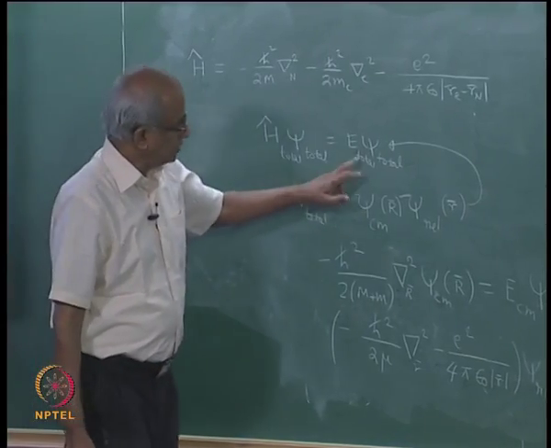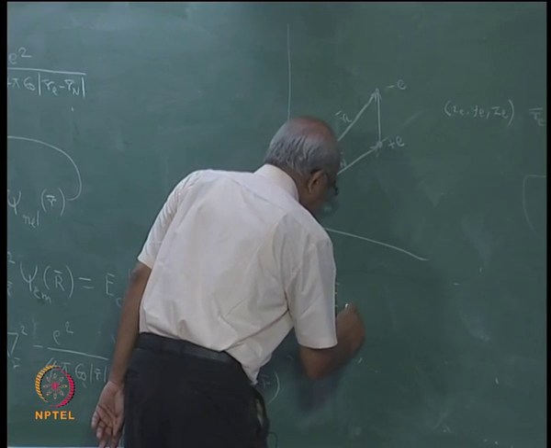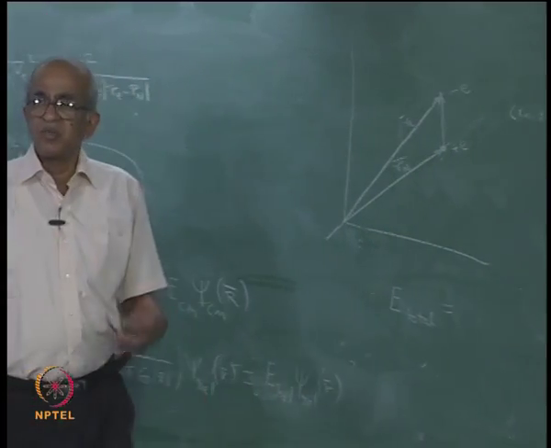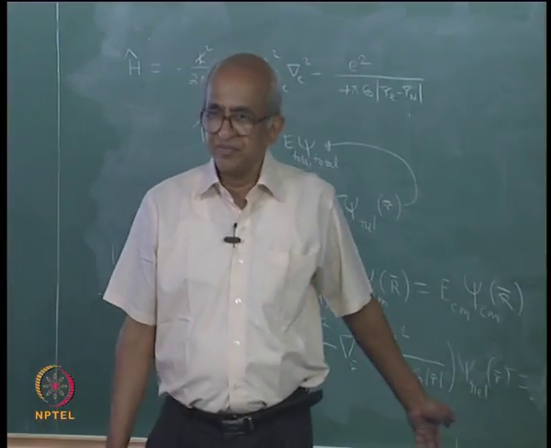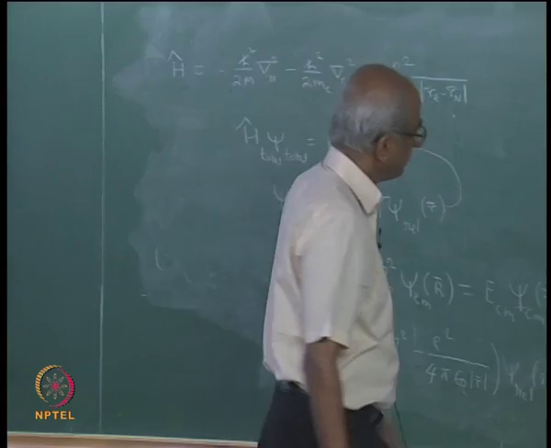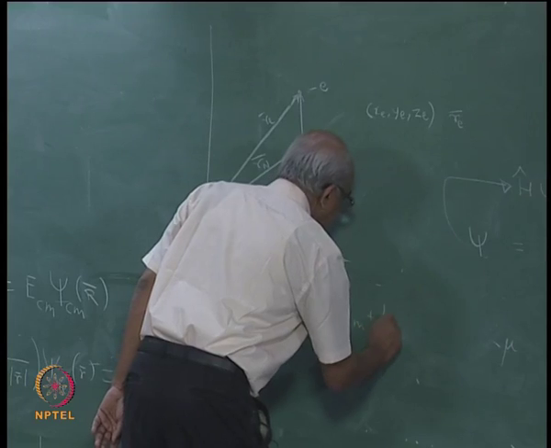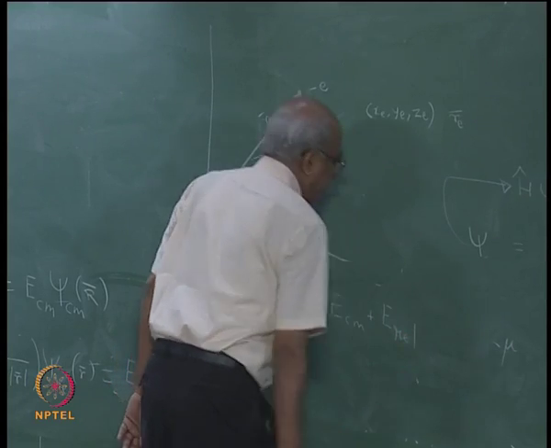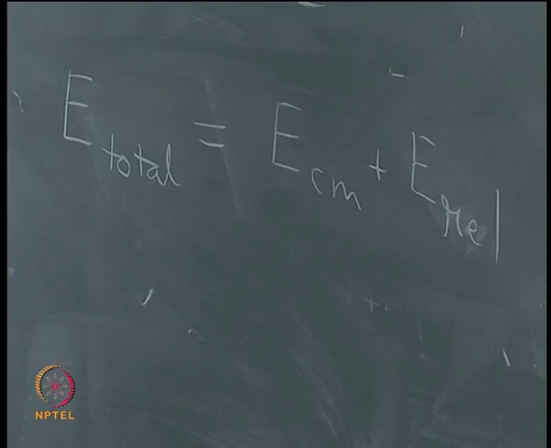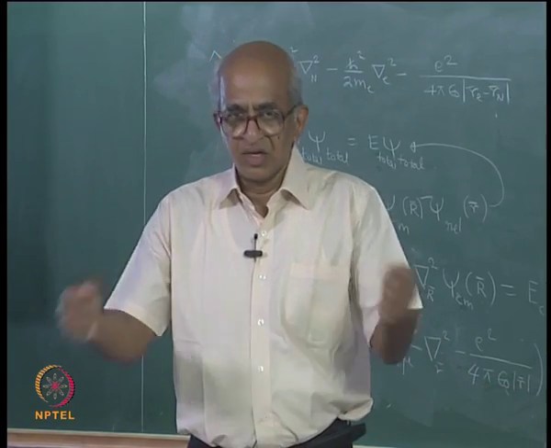So, if you are looking at this E total, what would it be? If you carried out the method of separation of variables, what you will find is that E total would be equal to E center of mass plus E relative. That is what you will get from the equations, which is not surprising, because all that it says is that the total energy of the system is the sum of the translational energy due to the motion of the system as a whole and the energy due to relative motion.